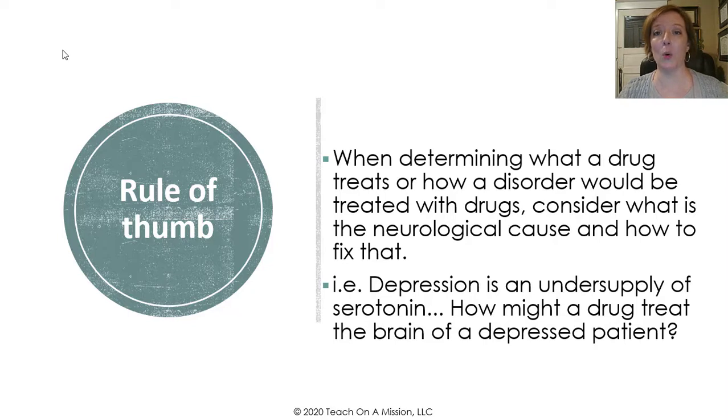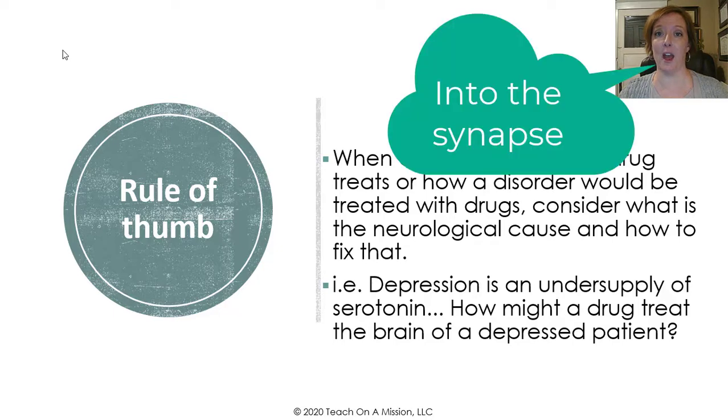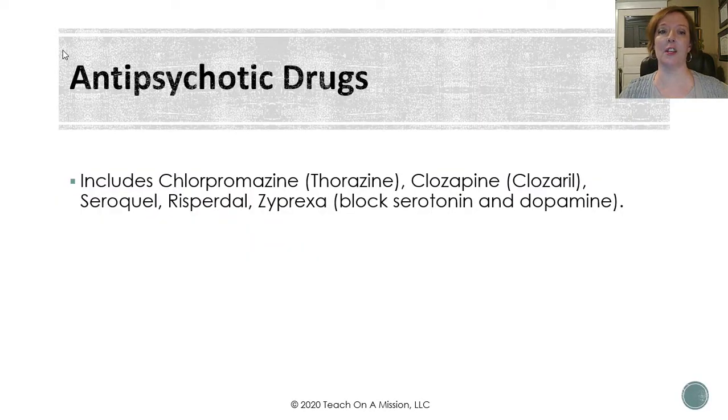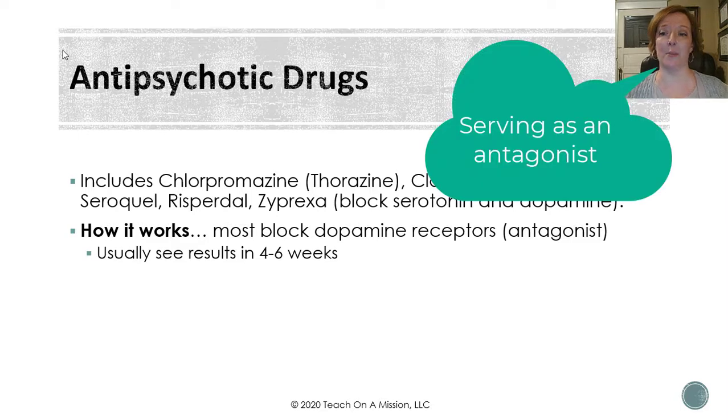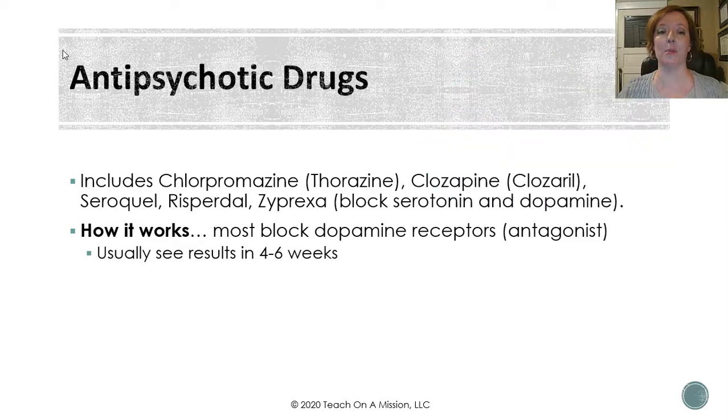The drug is potentially going to work in one of several different ways. Either it's going to stop the reuptake of the serotonin, or it's going to increase the release of serotonin from the axon. Antipsychotic drugs include chlorpromazine, otherwise known as Thorazine, clozapine or Clozaril, Seroquel, Risperdal, Zyprexa, and these block serotonin and dopamine. Most block dopamine receptors. Usually the psychotic symptoms start diminishing within 4 to 6 weeks.